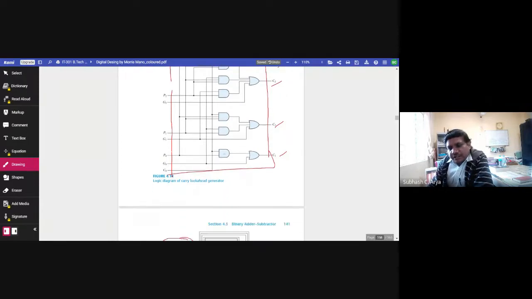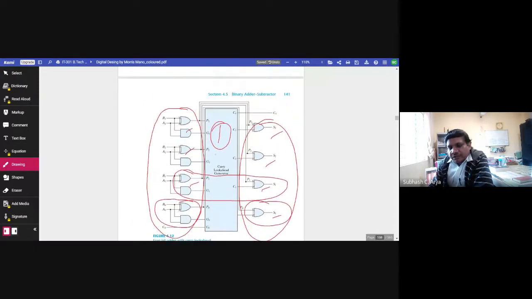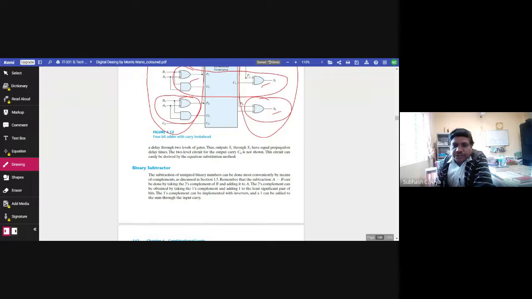So what is the ultimate aim? What is the purpose? Why are we doing this? Just to decrease the propagation delay time taken by the carry generator. Because it was taking 4 into 2, 8 gate levels, or 4 levels but through 8 gates. Now it is only a two-level implementation, or 2 gates simply. So in this way we are able to reduce the propagation delay time. Any question, class?